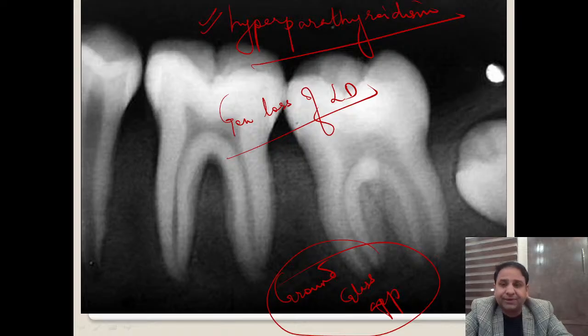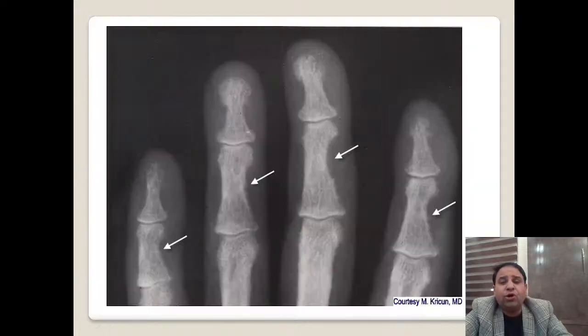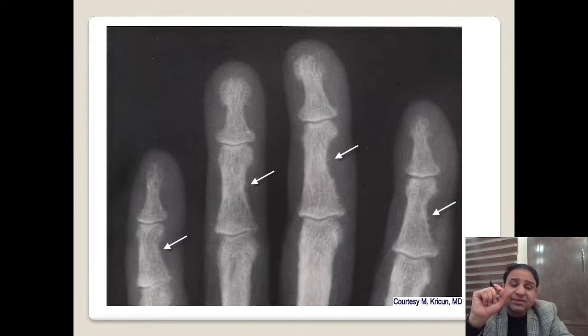hyperparathyroidism. Correct. If I go to the next slide now, that is the earliest change of hyperparathyroidism that we see, that there is subtle erosion of bone from the phalanges. What you notice here is there is subtle erosion of the phalangeal bones. This is the earliest change that is seen in hyperparathyroidism.